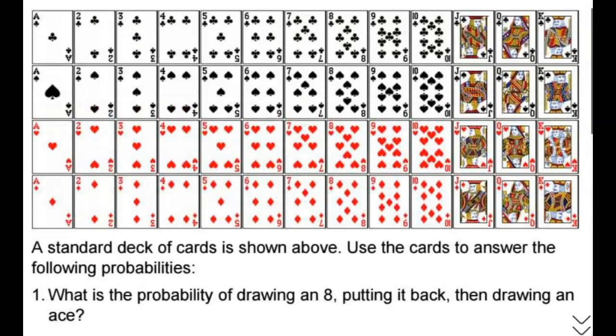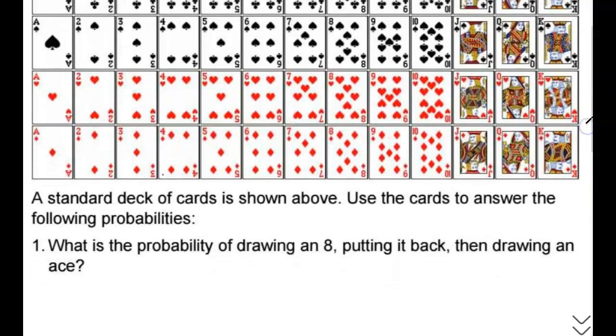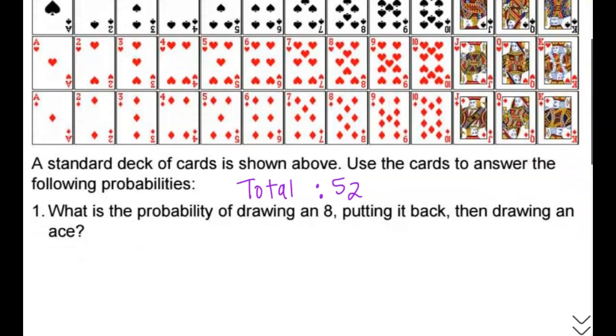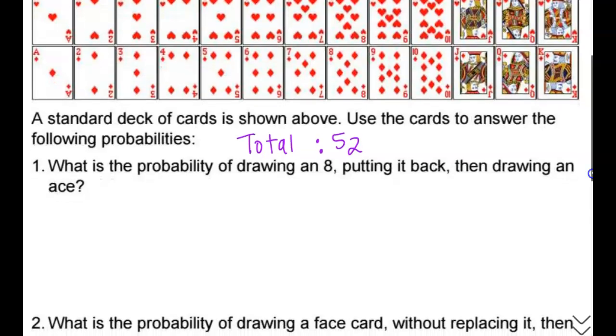What is it? Okay, here's a standard deck of cards. Remember, half is red, half is black. And how many are in total? How many total cards is there in the deck? 52. Okay. So we're going to use this standard deck to answer these independent and dependent questions. What is the probability of drawing an 8, putting it back, then drawing an ace?